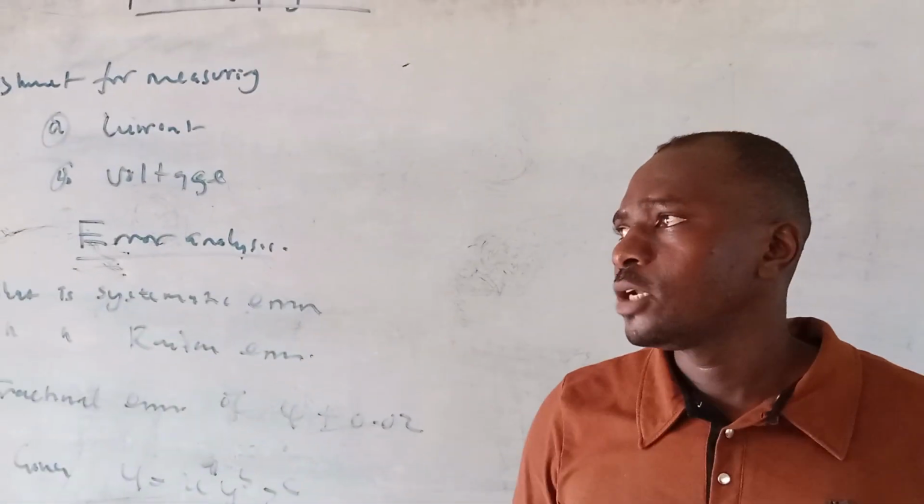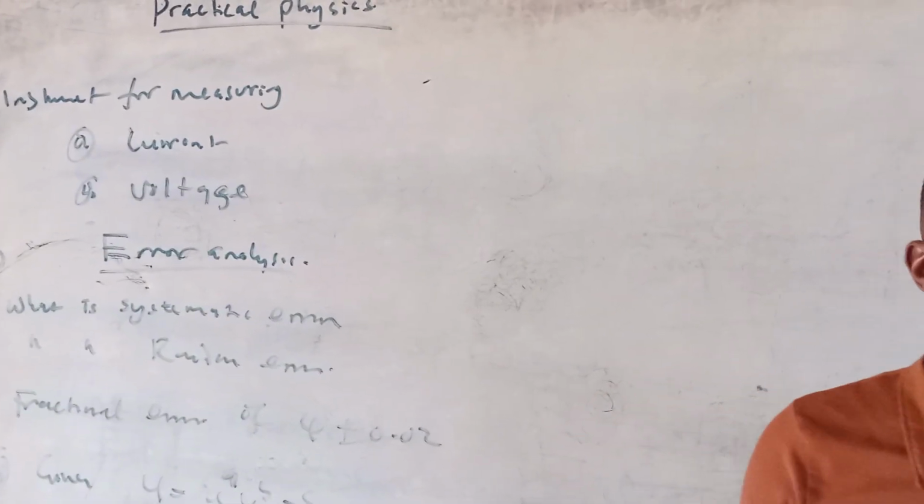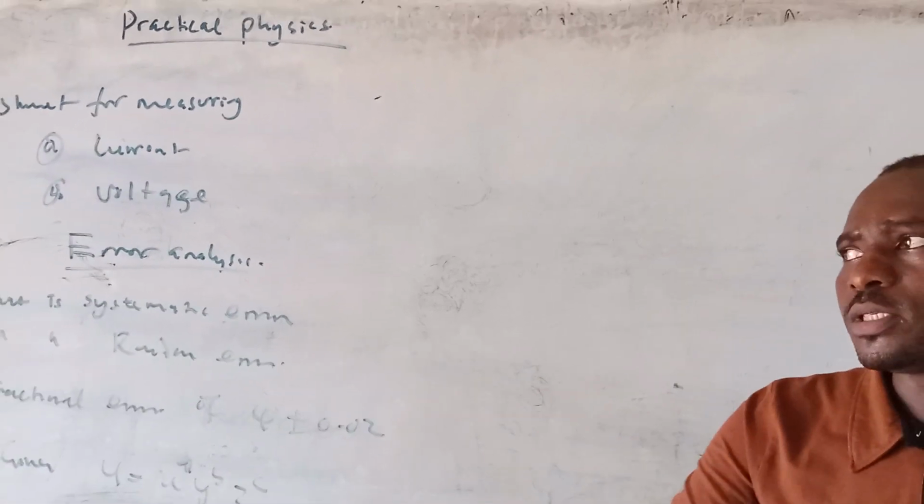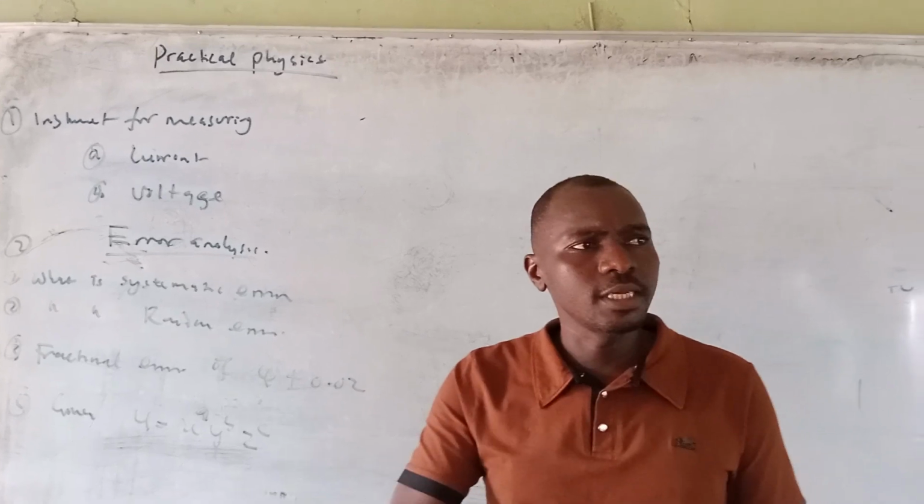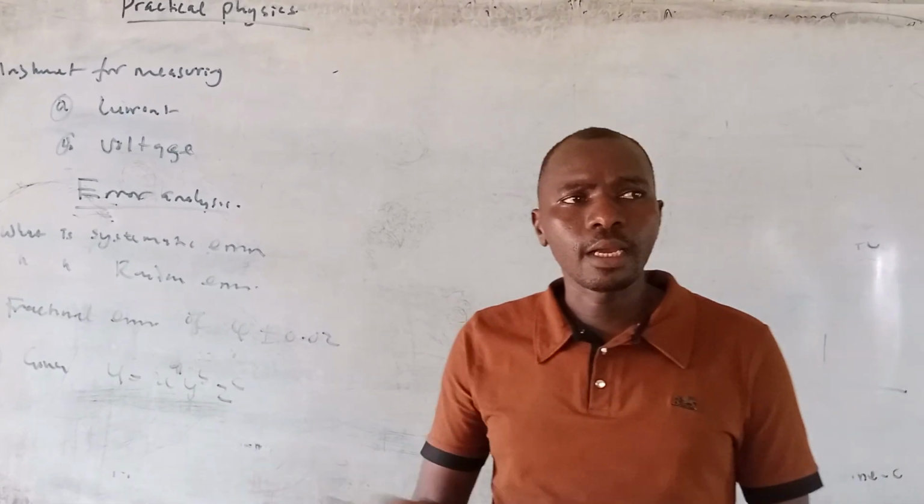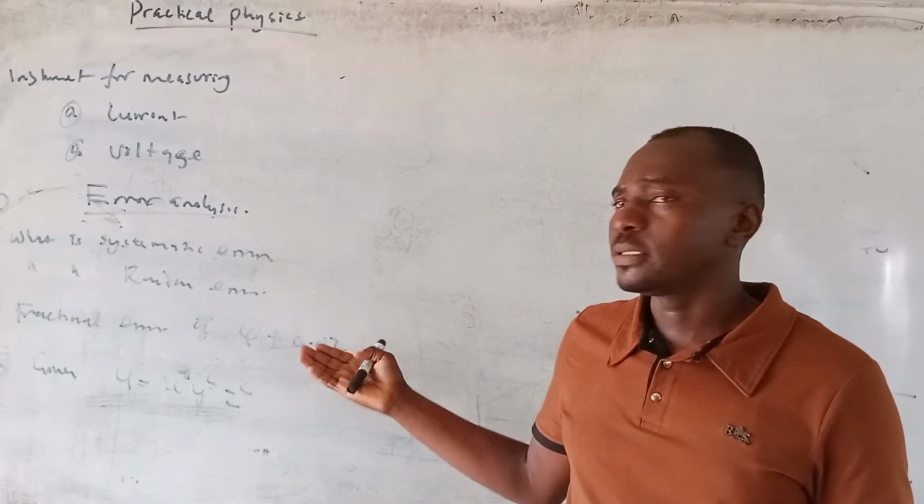What are random errors? Random errors are errors due to human mistakes or human negligence. When somebody is counting the oscillations of a pendulum, and mistakenly you overcounted with 1 or you undercounted with 1, these are known as random errors.